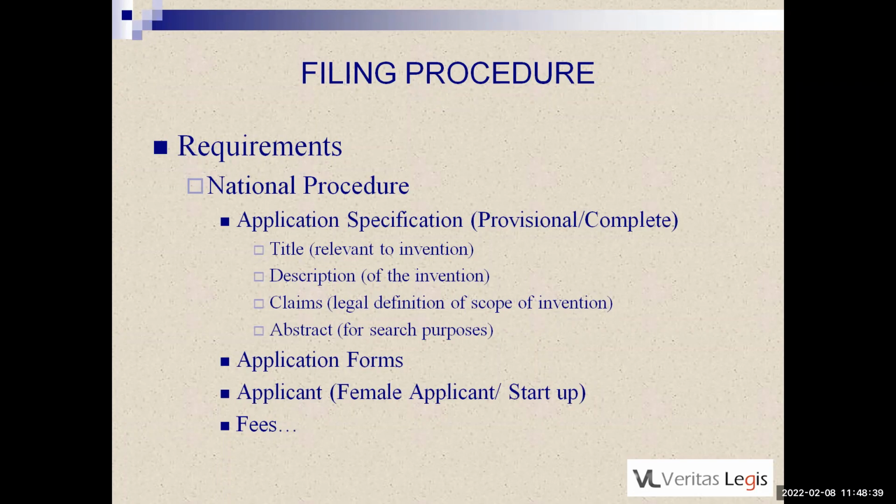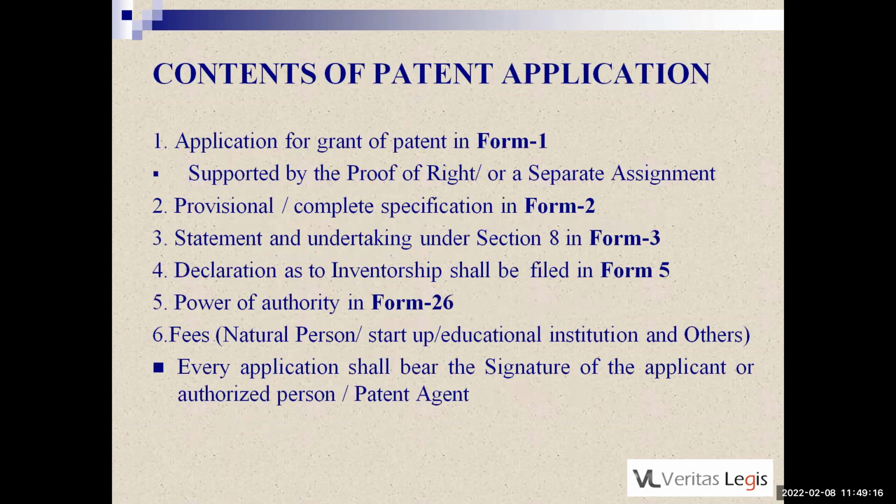Then this is the specification. After that, forms, what are the various forms which are used for filing the application. Then the applicant, who is the applicant? Female applicant. Recently, with the Patent Amendment Act of 2019, female applicants have been given some benefits as given to startups. A female applicant can go for expedited examination, same as a startup. Fees are reduced. Then normal fees we have to fill. So these are basically the procedure requirements.